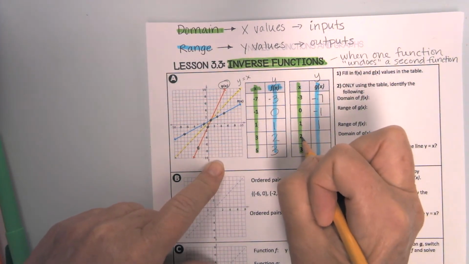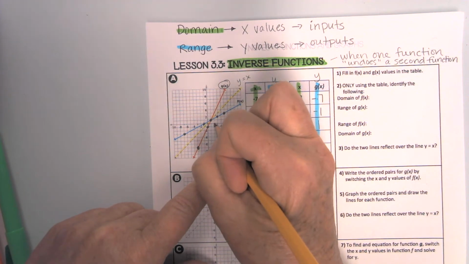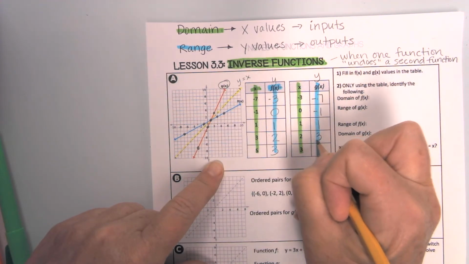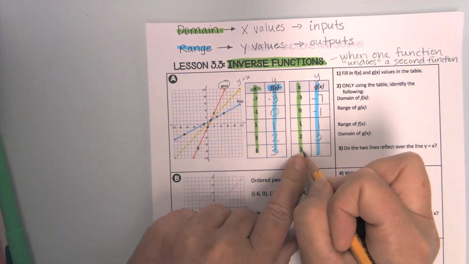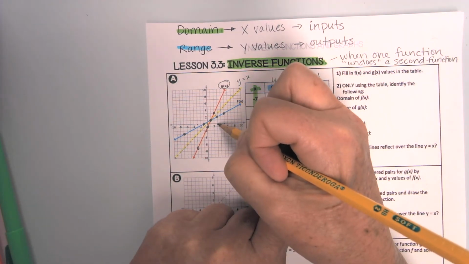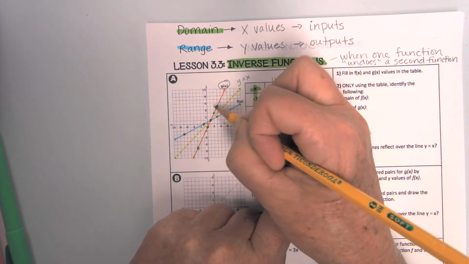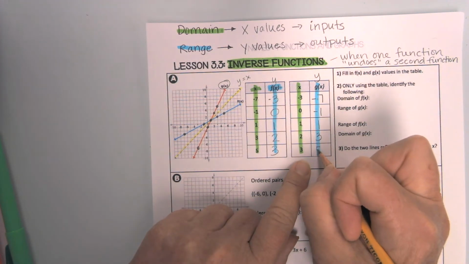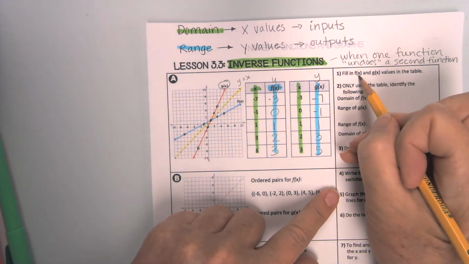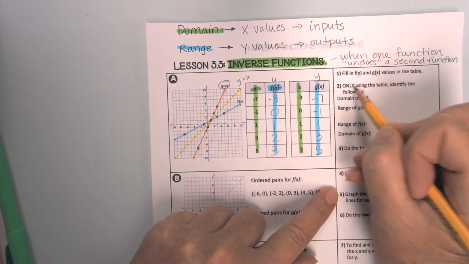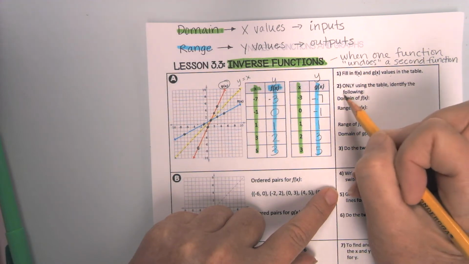Then I'm going to take a look at when x is 2. So when x is 2, my g of x line has a y value of 3. And then when my x value is 3, I'm going to move up to my line, and my y value is 5. Okay, so fill in f of x and g of x values in the table. We did that. Only using the table, identify the following.